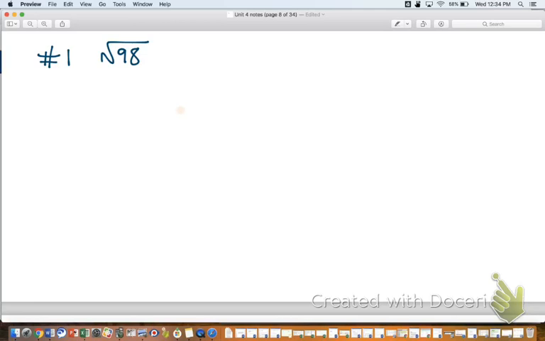So the correct answer to this one is 7 root 2, 7 times the square root of 2. Okay, let's try another one. Everybody stay at the board. We'll switch in a second. Try number 2.